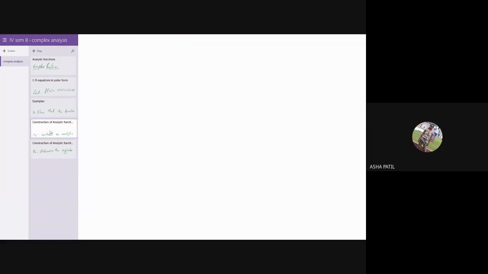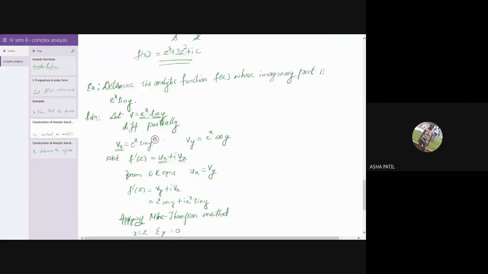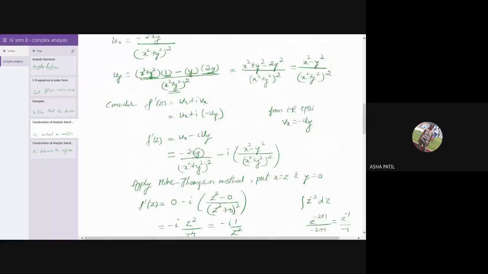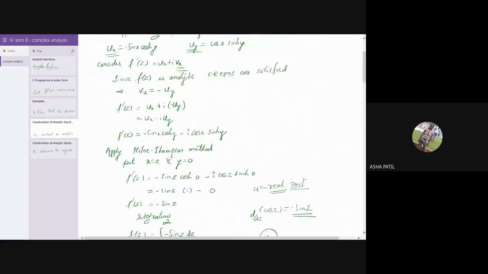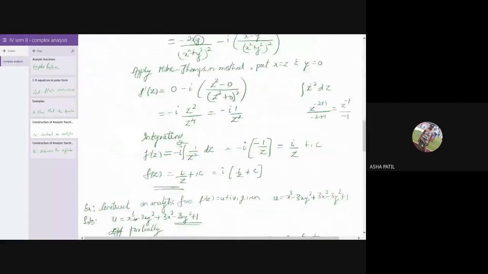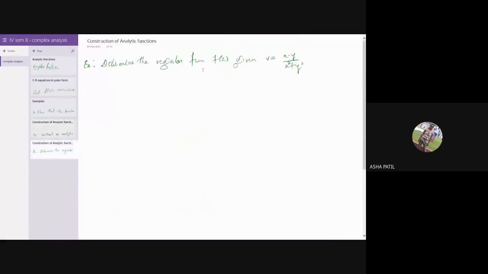Have we done such examples in taking the real part? No, we have done y divided by x square plus y square taken. Okay, let it be.